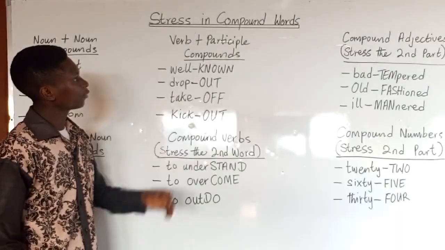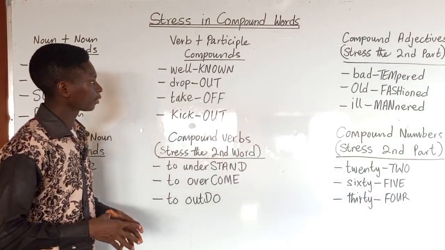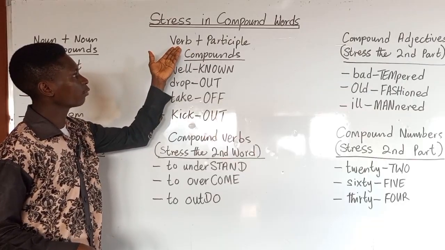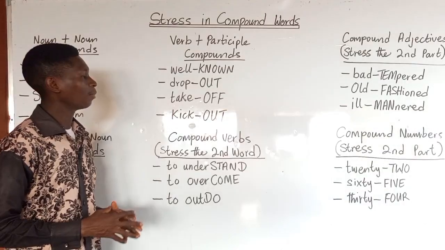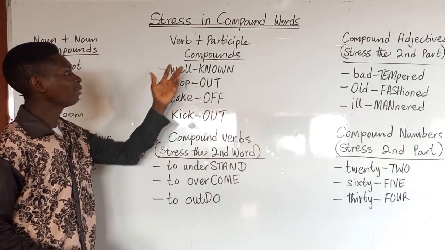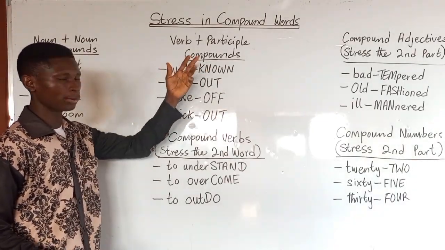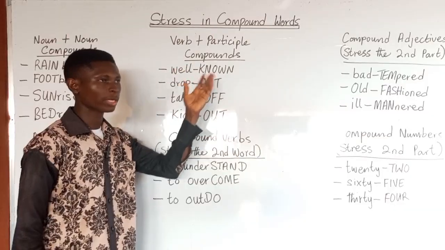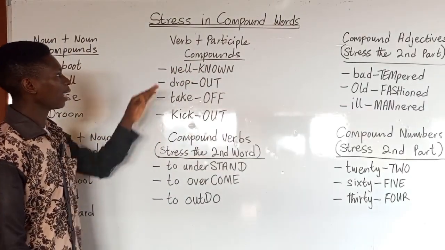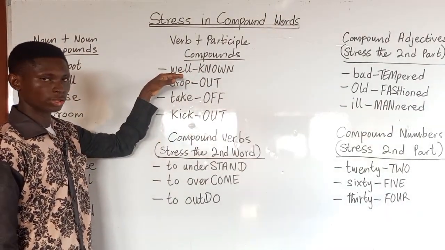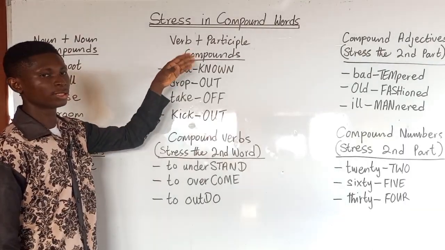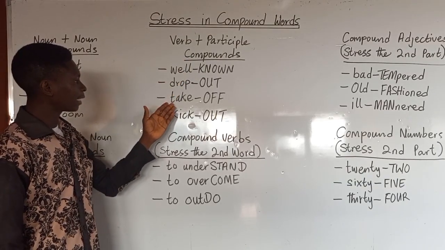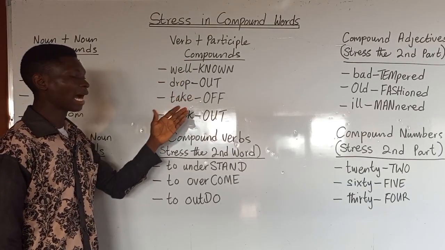All right, so let us also consider verb plus participle compounds. Participles are often adjectives, verbal adjectives. So we use this in combination with a verb to form a compound word. For instance, well known, well known. So in this case, the stress is on the second word in the compound. So we have well, unstressed, and then known, stressed. We have drop out, take off, kick off.